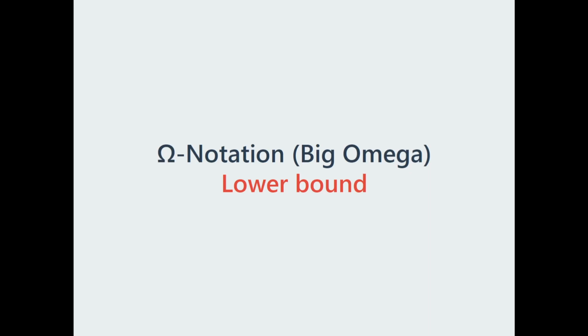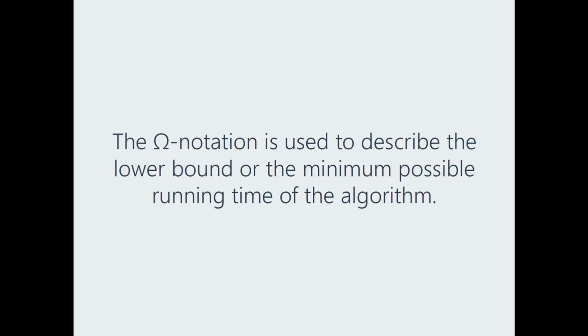Next bounding function notation is big omega notation, aka the lower bound. The big omega notation is used to describe the lower bound or the minimum possible running time of the algorithm.